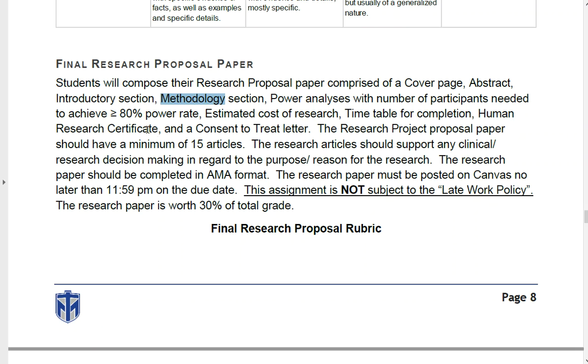Human Research Certificate. Again, that was your assignment number 6. Your IRB certificate will come from that. All right, it's already going to be done for you. Consent to treat letter is something you will have to do for everything except for a systematic review.